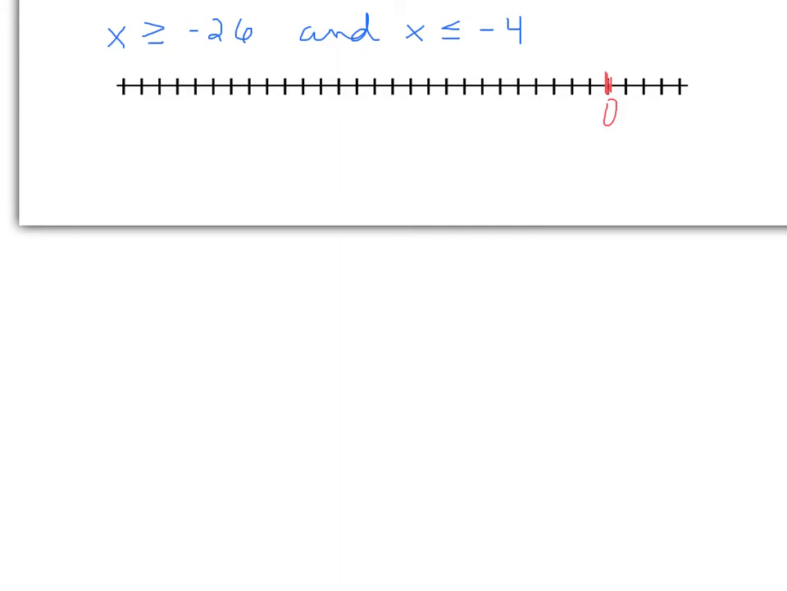So when we plot that, we're going to come over here to negative 26. And since it can be included in the solution set, we use a bracket, not a parenthesis. And then we come to negative 4. Well, okay, there it is. And then we shade everything in between.